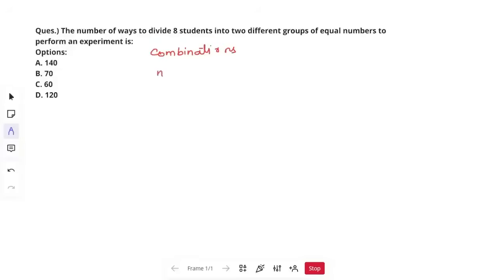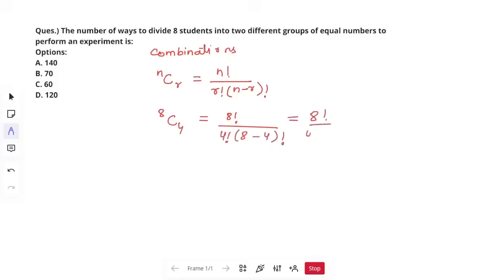If you remember, there is a formula that nCr is equal to n factorial divided by r factorial into n minus r factorial. We are going to use the same formula. So in our case, n value is what? 8 students are there, and we have 2 different groups of equal numbers, which means 4 and 4, right? So how many combinations will form? We will have to calculate that. So 8 factorial divided by 4 factorial into 8 minus 4 factorial, which is going to be 8 factorial divided by 4 factorial into 4 factorial.